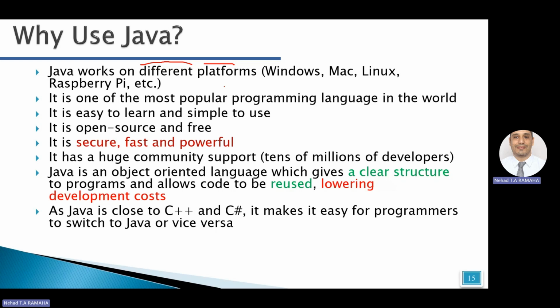It has a huge community, millions of developers, and billions of devices actually run Java. It's object-oriented, so it has all the functionalities and concepts of object-oriented programming. It's easy to understand because it comes from the idea of objects from the real world. The code is reusable, because the classes that you create, you can reuse, and so on.